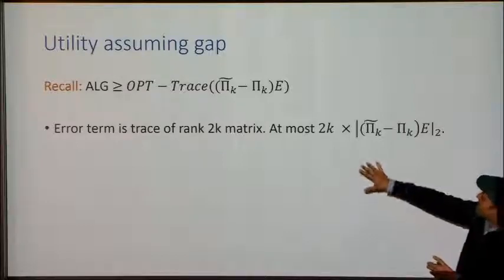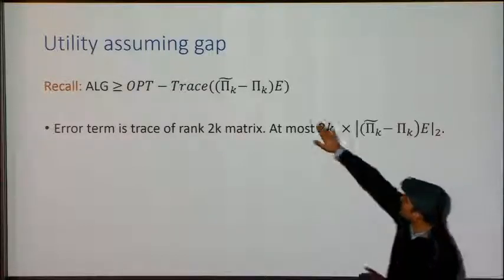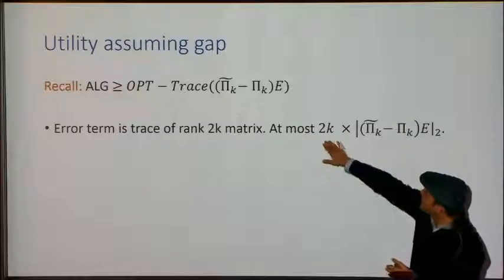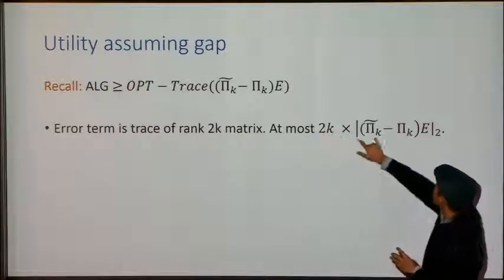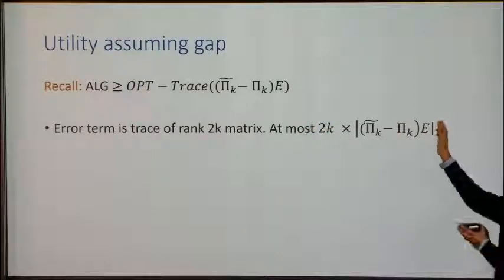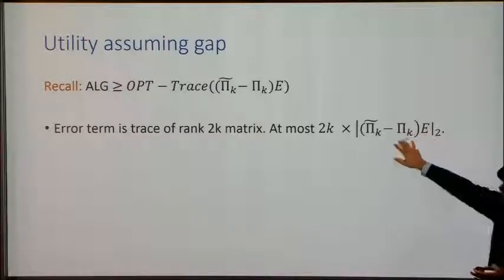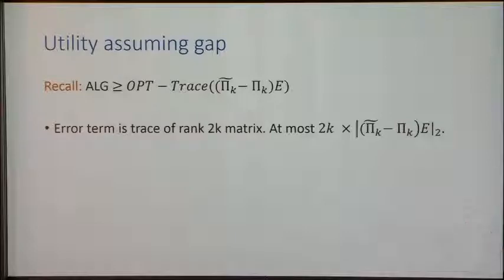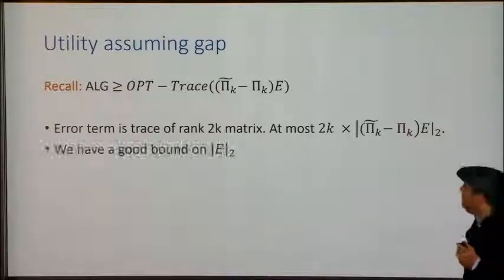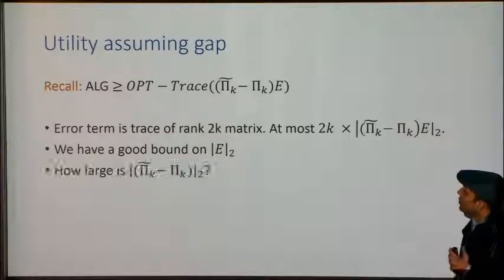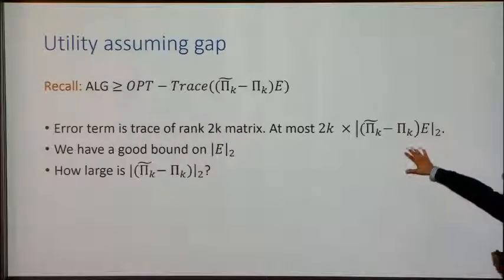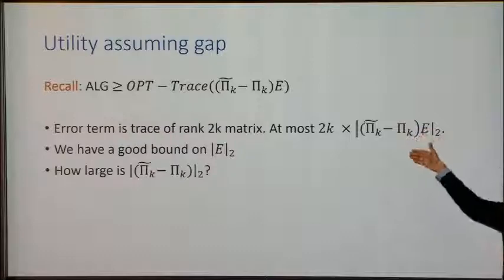So just notice that this is still a rank 2k matrix, so I can actually bound this error term by 2k times the 2 norm of this matrix. Earlier we just bounded the 2 norm by the norm of E, but this actually will be small when I do have a gap. So if we can actually control this quantity, we'll actually get an improved bound.